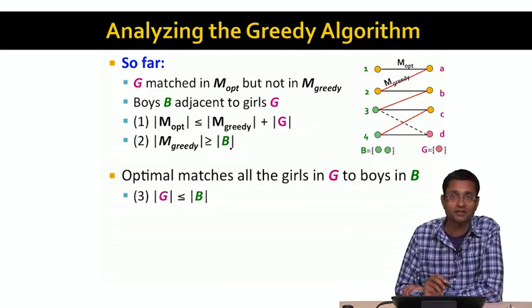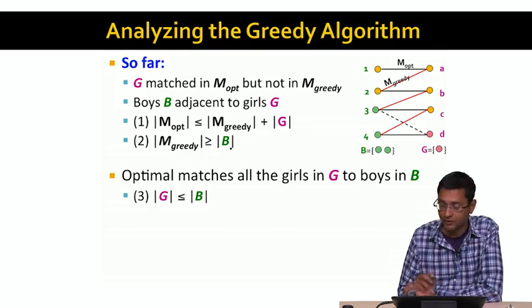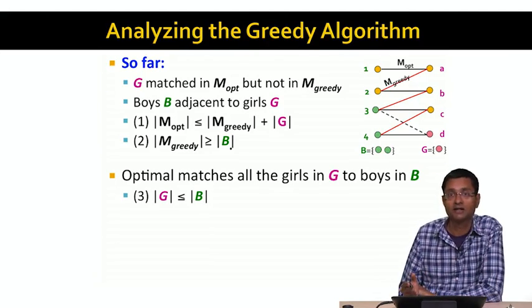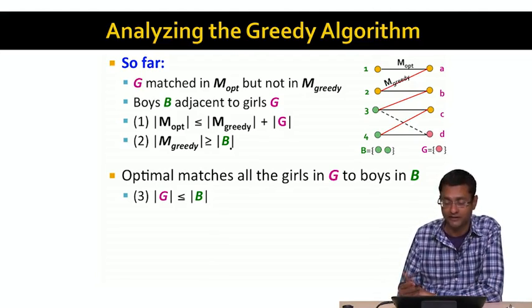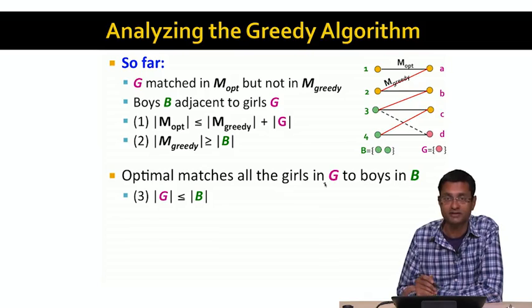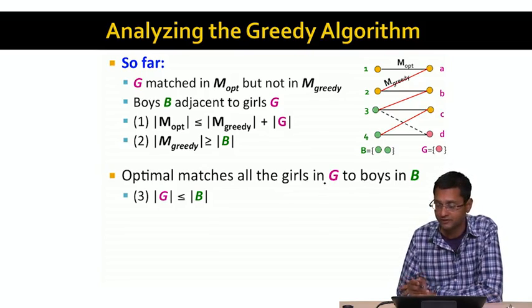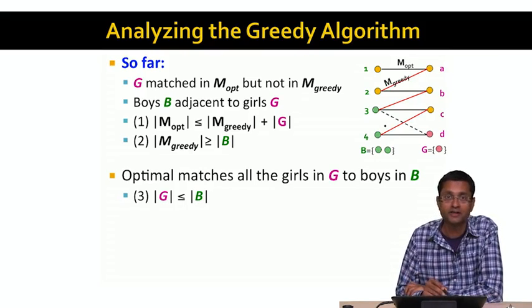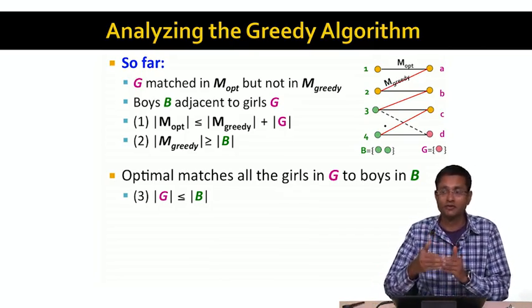Now let's make another observation. The optimal algorithm matches all the girls in G to boys in B, right? This is by the definition of G. We said G is a set of girls that were not matched in the greedy algorithm but were matched in the optimal algorithm, and therefore the optimal algorithm matches all these girls. And clearly they can only be matched to boys in B because that's the only set of boys that are adjacent to the girls in G. Since the optimal algorithm matches all the girls in G to boys in B, it follows that the cardinality of the set G should be less than or equal to the cardinality of the set B, because otherwise we couldn't match all the girls in G to boys in B.